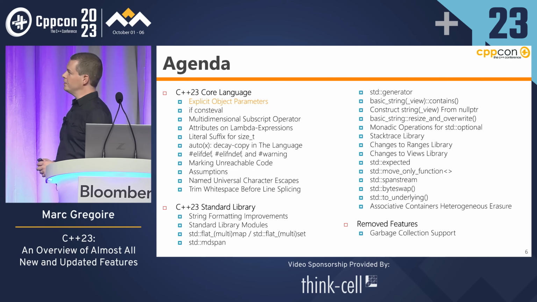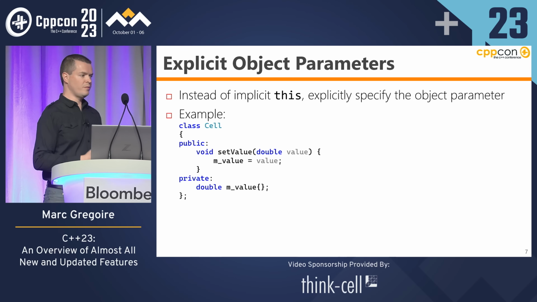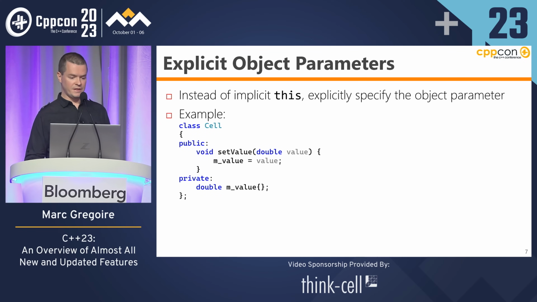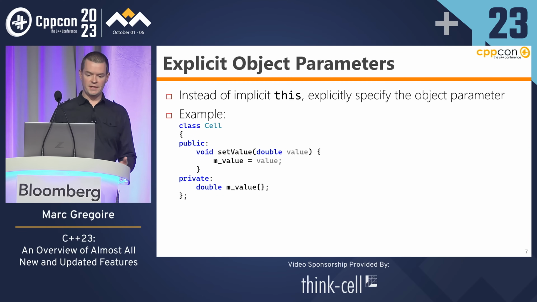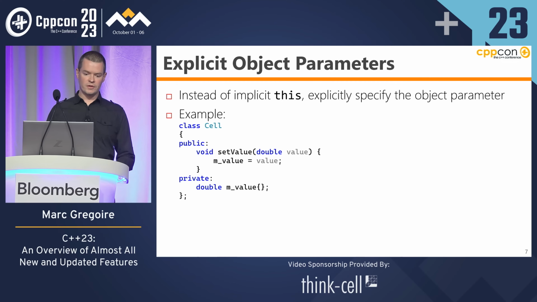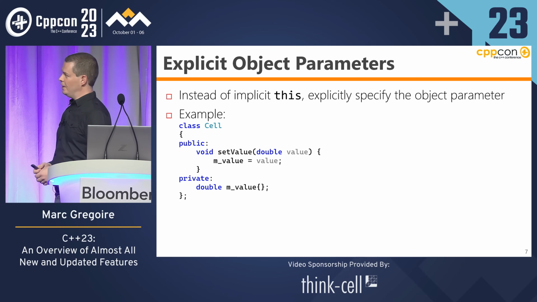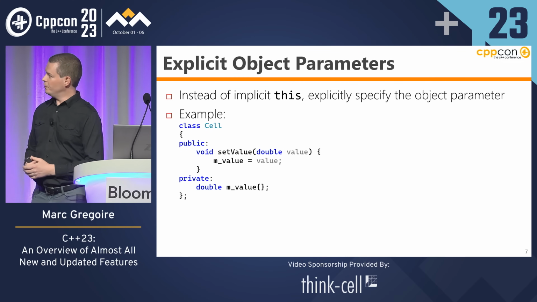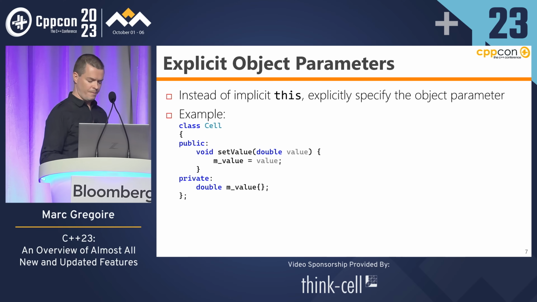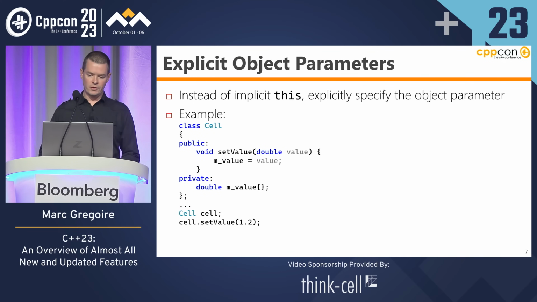First one that I want to mention is explicit object parameters. So what is this? Everybody knows if you write a member function of a class, you have this pointer, which is implicit in every member function. You don't need to declare it, it's always there. So here I have a simple class Cell with one member function, setValue, and inside, if I would like to, I could write this arrow m_value, for example. Using this is straightforward. I can create a Cell, and then I can call setValue on it.